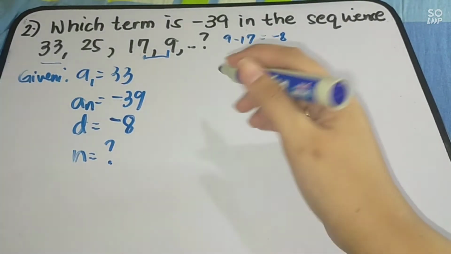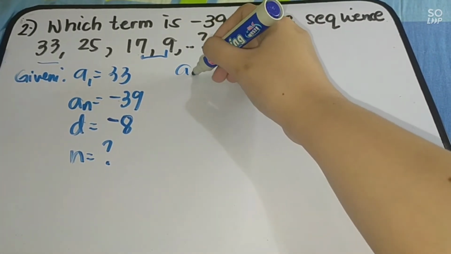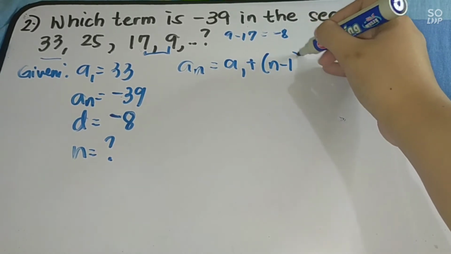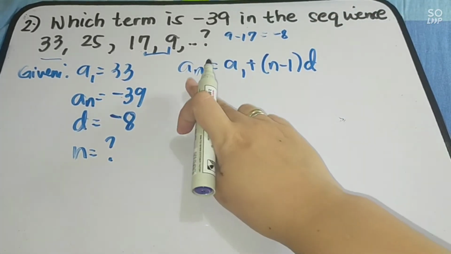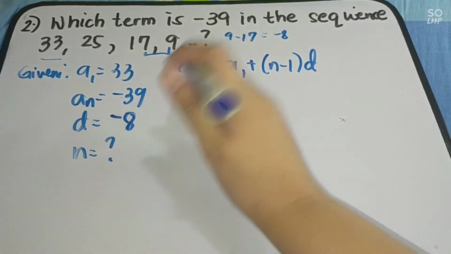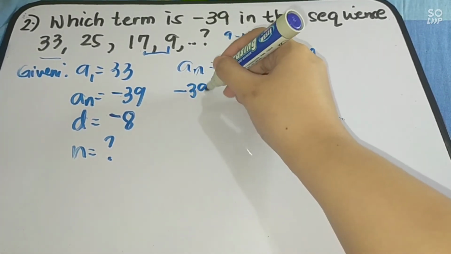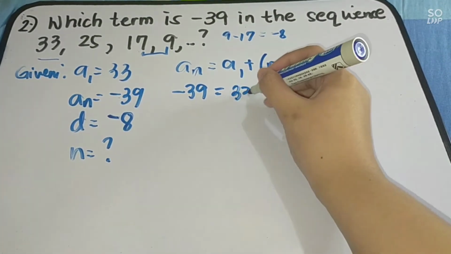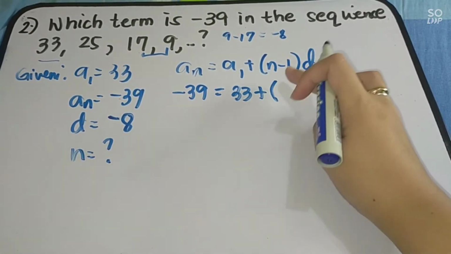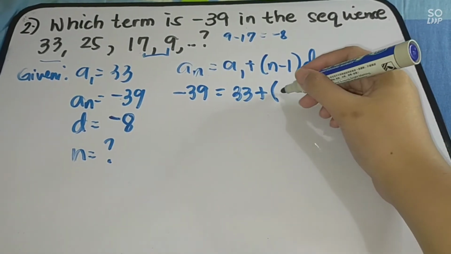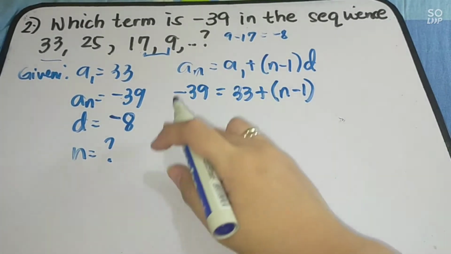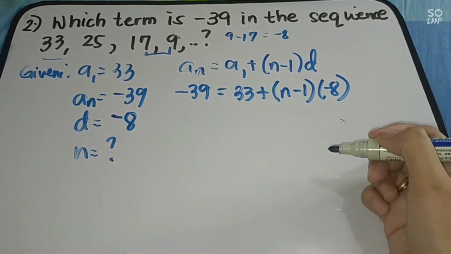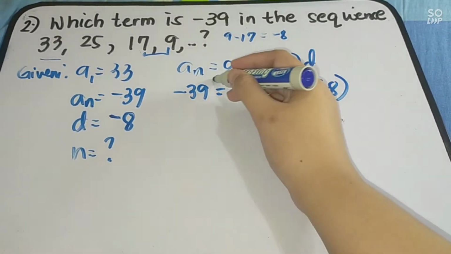So, what you are going to do, we have your formula again. A sub n is equals to A sub 1 plus quantity n minus 1 multiplied by d. So, A sub n is your last term, that is negative 39. Just write it, negative 39 is equal, for the first term, you have here 33 plus quantity. Ang nawawala natin is the number of terms, which is n minus 1 multiplied by your common difference, that is negative 8. Yan. Then, si 33, lipat mo na sa kabilang side.